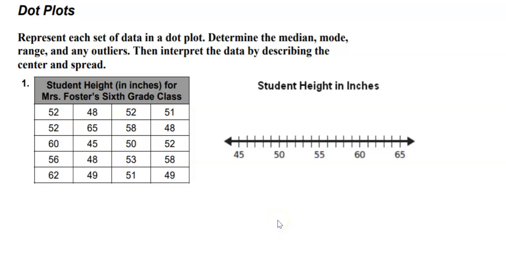Dot plots. Represent each set of data in a dot plot. Determine the median, mode, and range and any outliers. Then describe the data by describing the center and spread. We're also going to determine what the mean is.